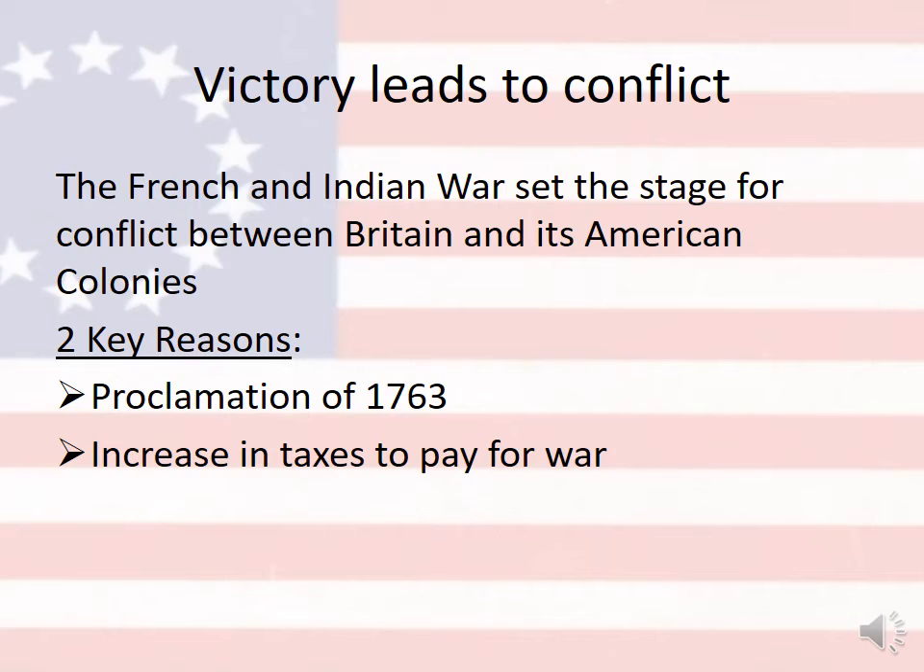And lastly, in order to pay for the war, Great Britain has to tax the colonists. And this is where these taxes come in, taxes on tea, and we'll talk a little bit about that next chapter. So no taxation without representation, all of that good stuff we'll get into in chapter 4, and this will lead into conflict between the colonies and Great Britain.